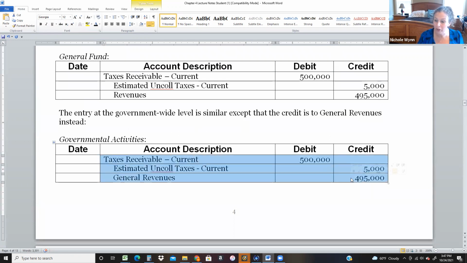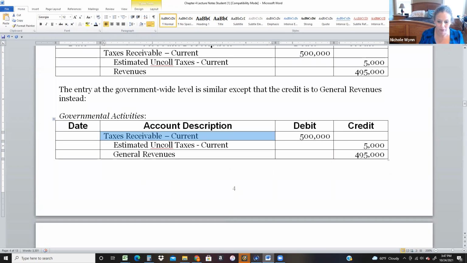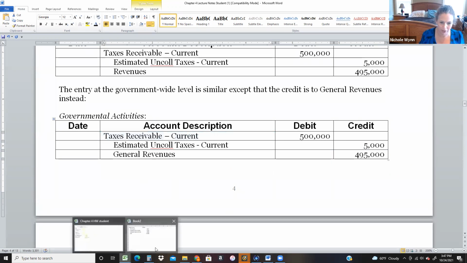Like when we originally charged the people the money, remember how we needed 495 to work with, but we knew some people weren't going to pay, so we had a plan for that, and we estimated it, and we divided by 0.99 to gross it up. So now what we're saying is we've found the people who aren't paying. So we're going to no longer receive the money. So we're going to credit taxes receivable, and we're going to debit the uncollectible, just debit the allowance.